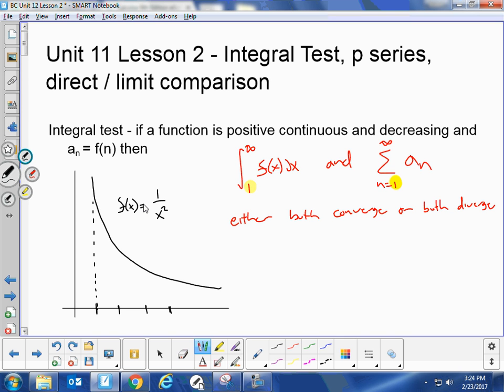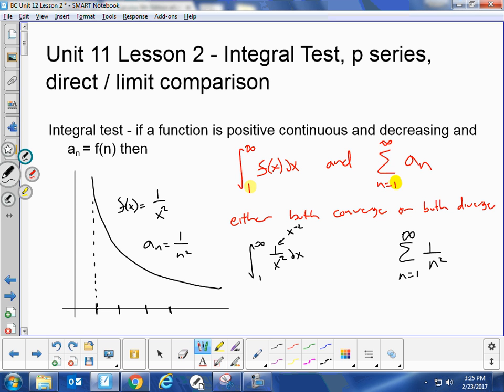So we're looking at f of x is equal to 1 over x squared. Well, that would kind of go along with a sub n is 1 over n squared. If I can find the integral from 1 to infinity of 1 over x squared dx, and this converges, then I know that the sum, n starting from 1 and going to infinity, of 1 over n squared will also converge. So I can find this because I know how to do these improper integrals. That was from the last lesson of the last unit.